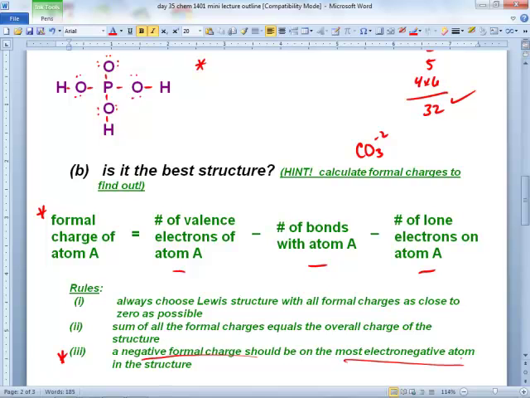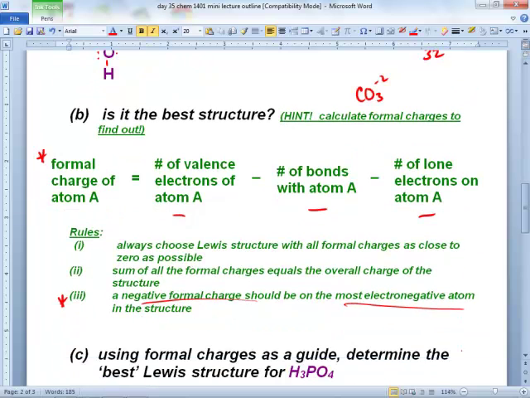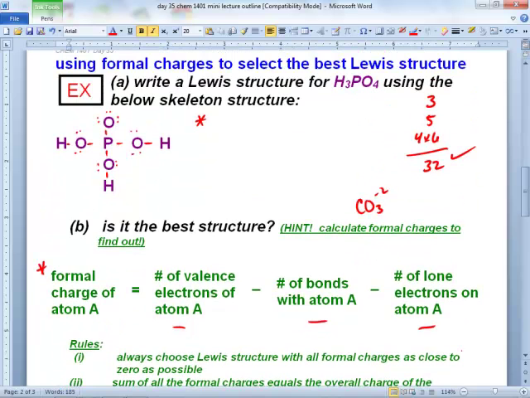Let's go ahead and see if we can get this to work. So let's use formal charges as a guide to determine the best structure. So let's just work up here since we have it. All right, it's a lot easier. Clean this up a little bit.